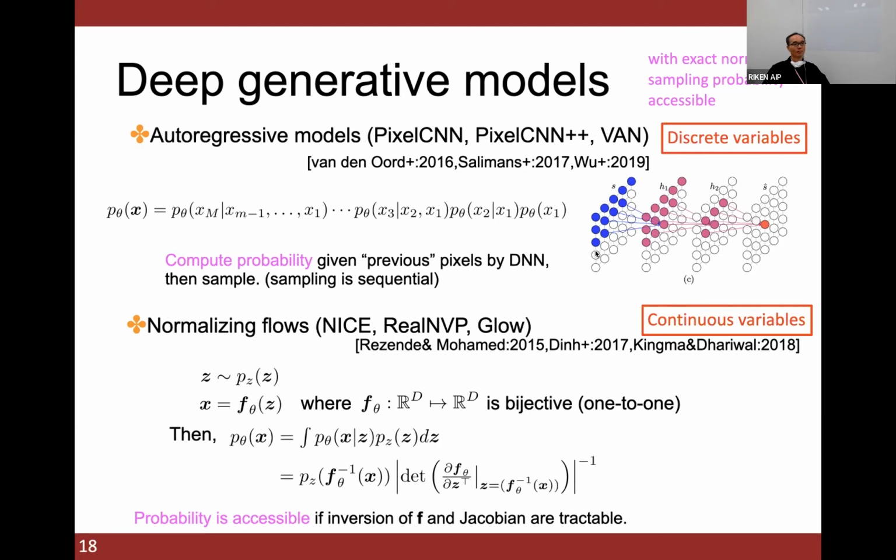And there are some ways to change this, but basically autoregressive models are convenient for drawing discrete variable data, and normalizing flows are good for continuous variables. And we use autoregressive models in the case of discrete variables and normalizing flows in the case of continuous variables in our applications.